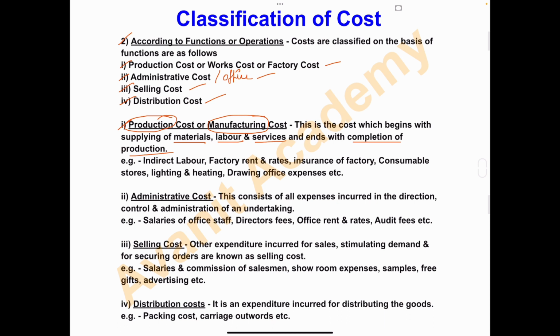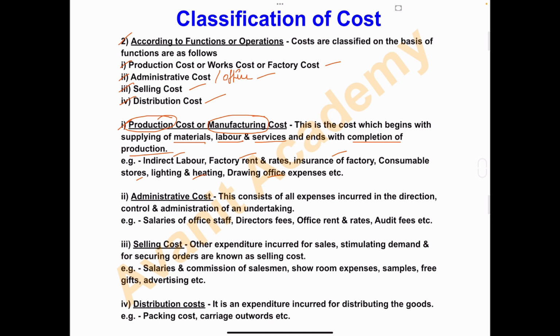To produce the final product, the first thing required is raw material, then labor, then other services. Here are the examples of production cost: indirect labor, factory rent and rates, insurance of factory, consumable stores, lighting and heating, drawing office expenses, etc. So all the expenses related to the factory where raw materials are converted into finished product are called production cost, manufacturing cost or factory cost.